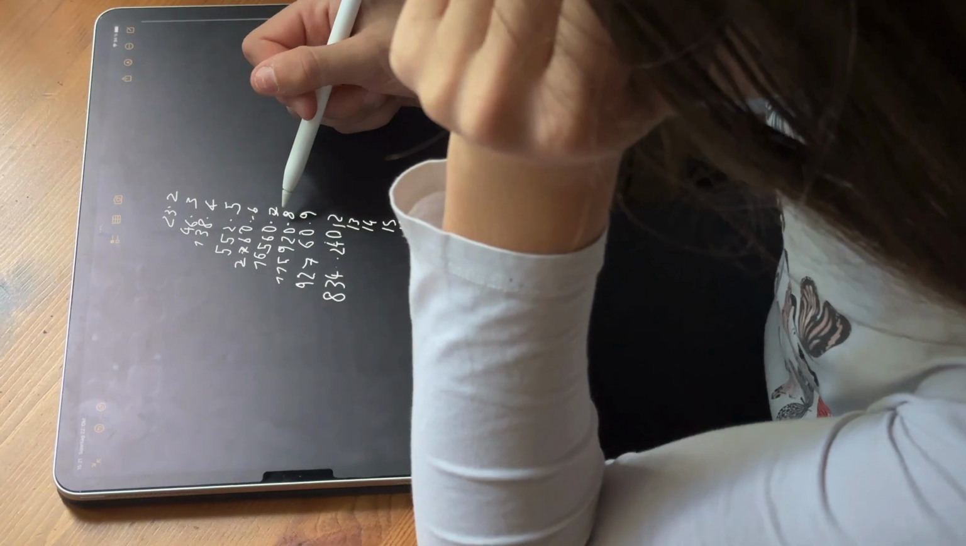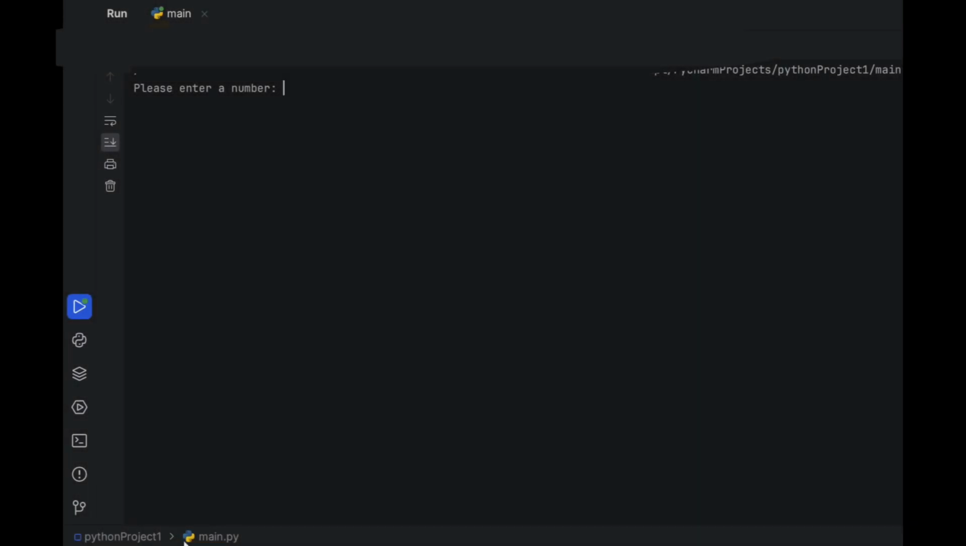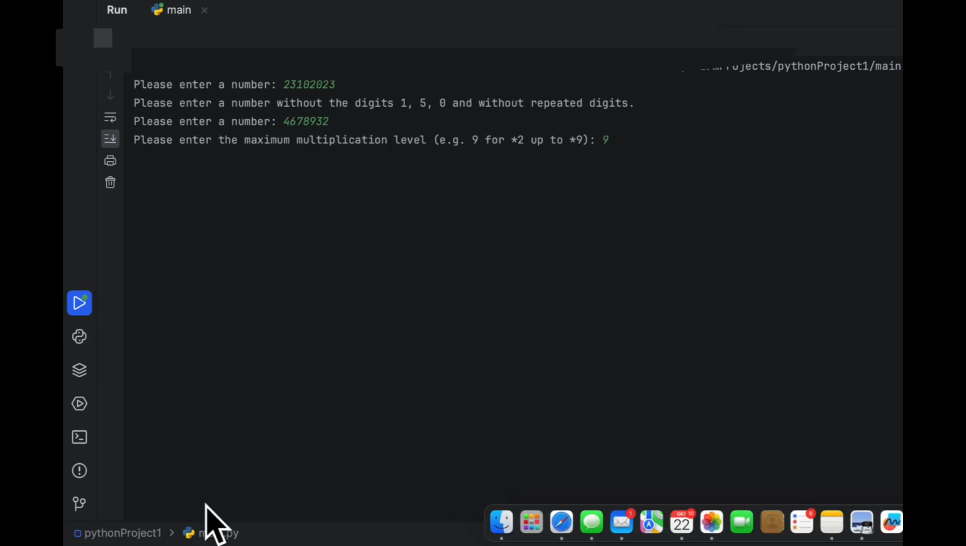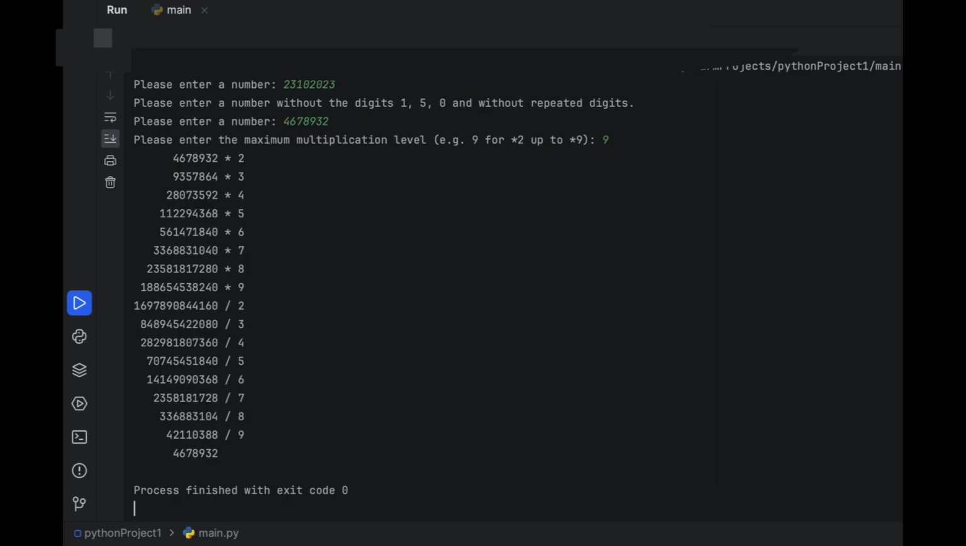Of course, what happens to us humans does not happen to the machine. You give it any number. "I'm sorry, no ones, no fives, no zeros." We want it to multiply up to 9, and bang, there you have it, your cone or tower calculation.